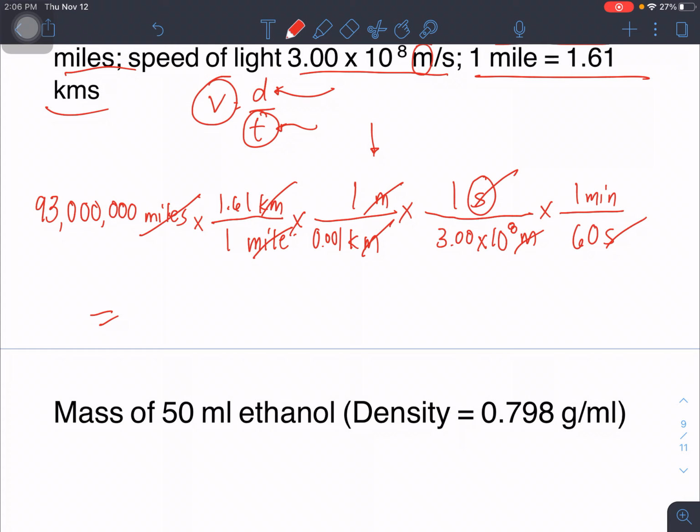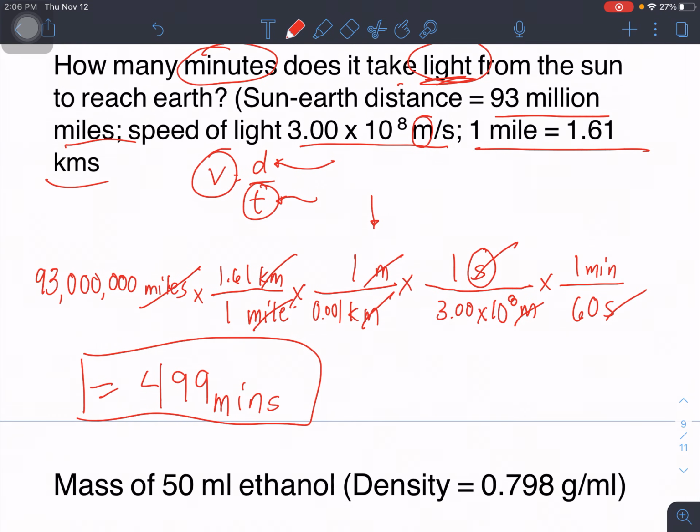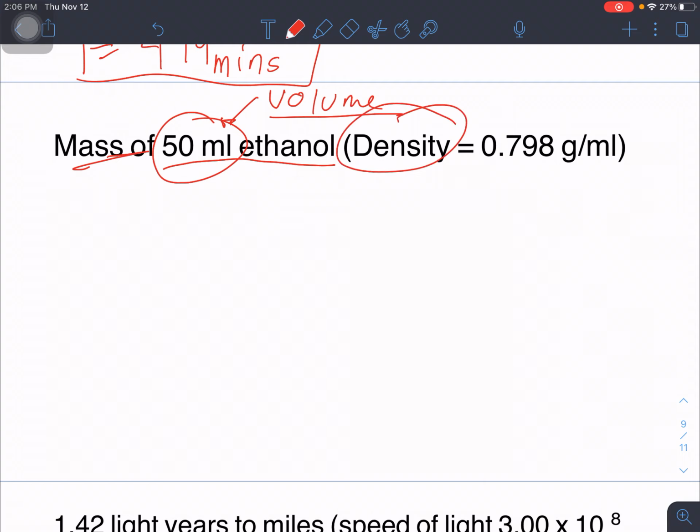So our answer will be 499 minutes. This is the time it takes for the light to travel from the sun to earth. Okay, so let's have another example. How about the mass of 50 ml ethanol? So this is a unit of volume. The only way wherein you can relate volume to mass is when you use density.